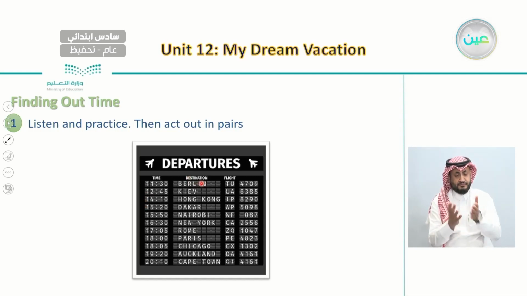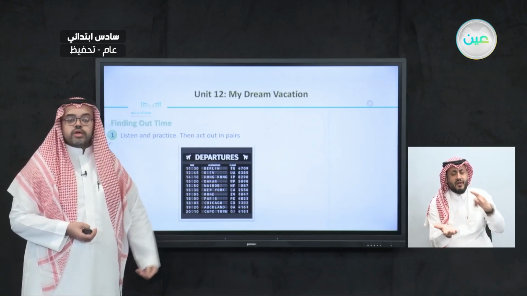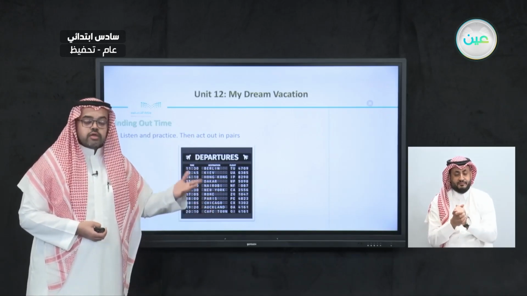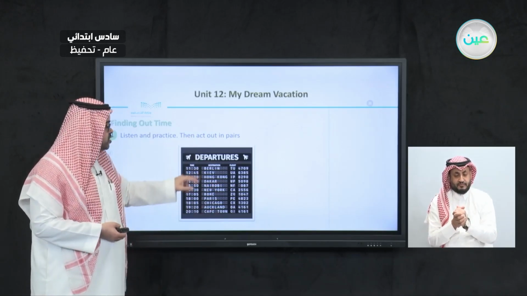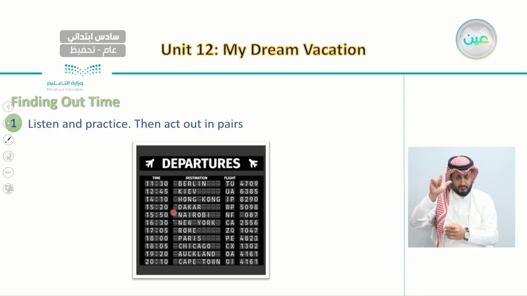And here in the middle, we have the word destination, which means the place we are heading to or the place we are going to. This is what they mean by destination. As you can see here, we have Berlin, Kiev, Hong Kong, Dakar, Nairobi, Rome, Paris, and so on. And after this, in the third column, we have flight, which is the flight number.